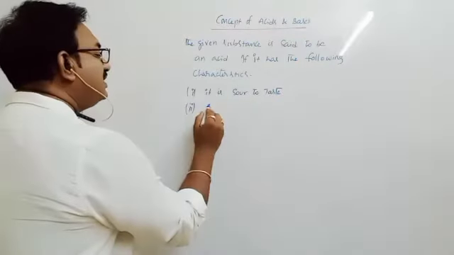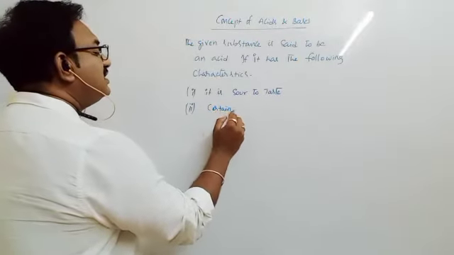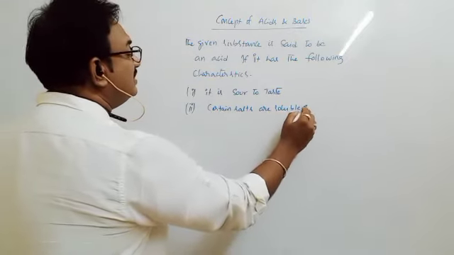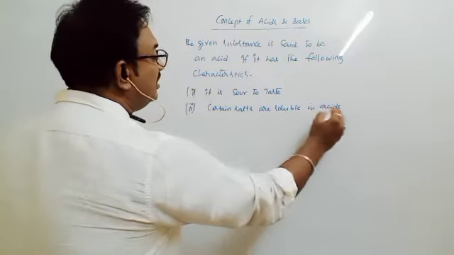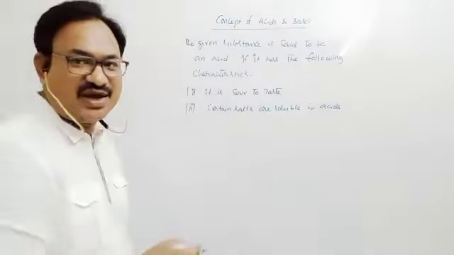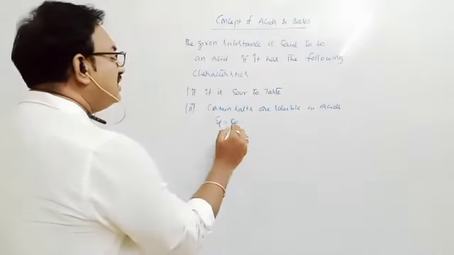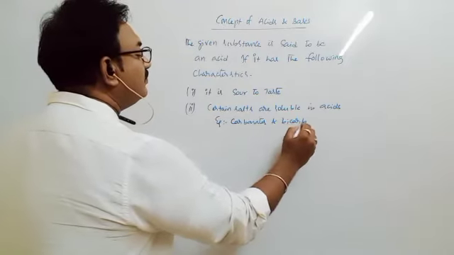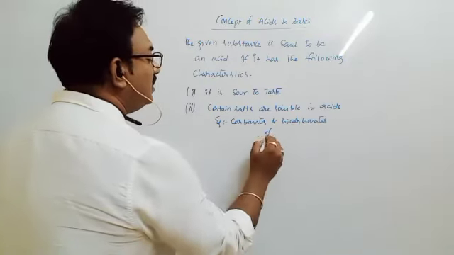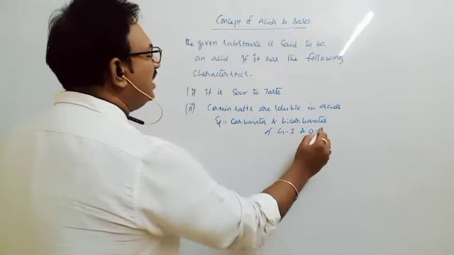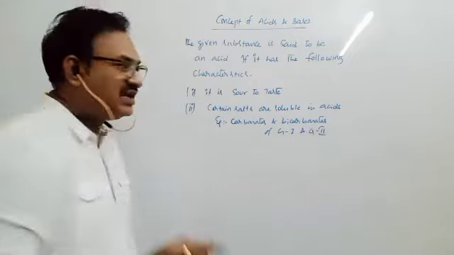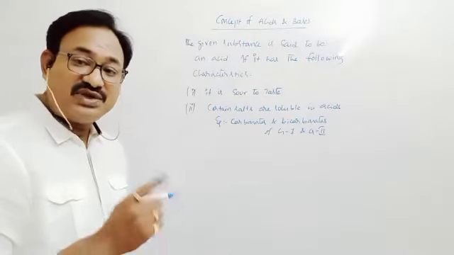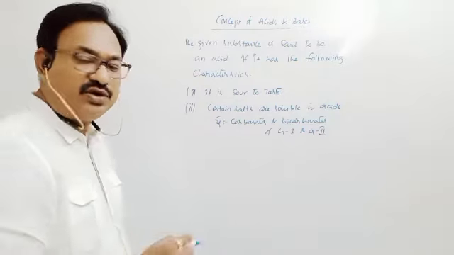Second, certain salts are soluble in acids, like carbonates and bicarbonates. Carbonates and bicarbonates of group 1 and group 2 elements are the best examples.